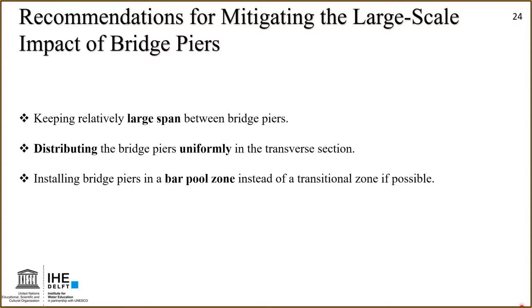Here are some recommendations for mitigating the large-scale impact of bridge piers. We advise keeping as large a span between bridge piers as possible. Also, distribute the bridge piers more uniformly in the transverse section to provide a more uniform flow among the bridge piers, which could mitigate the deposition and the forced bar forming. Also, if possible, we recommend installing bridge piers in the bar-pool zone instead of the transitional zone. But we know, of course, sometimes you don't have this choice, the logistics control you, and the design doesn't have an option to choose the location of the bridge piers.